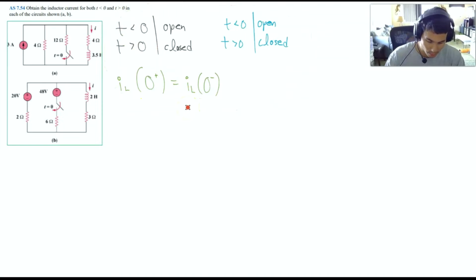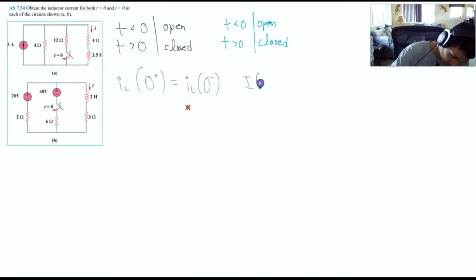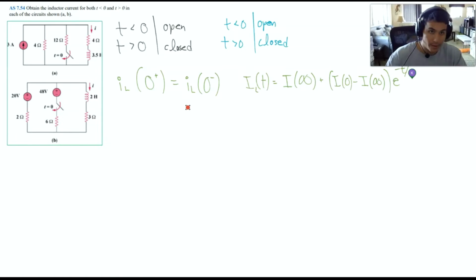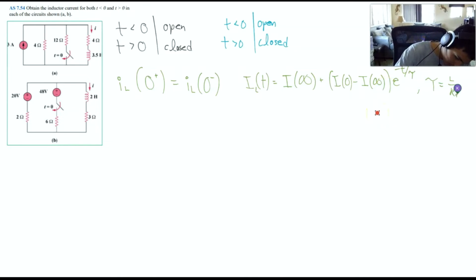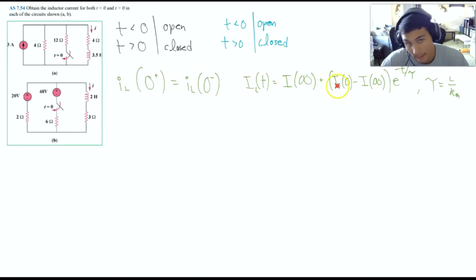And the equation we're going to use is I of t, IL of t, is equal to I of infinity plus I of 0 minus I of infinity, all multiplied by e to the negative t over tau. And then we know that tau is L over R. Okay. So we just have to ask ourselves multiple questions multiple times. And let's start with A.